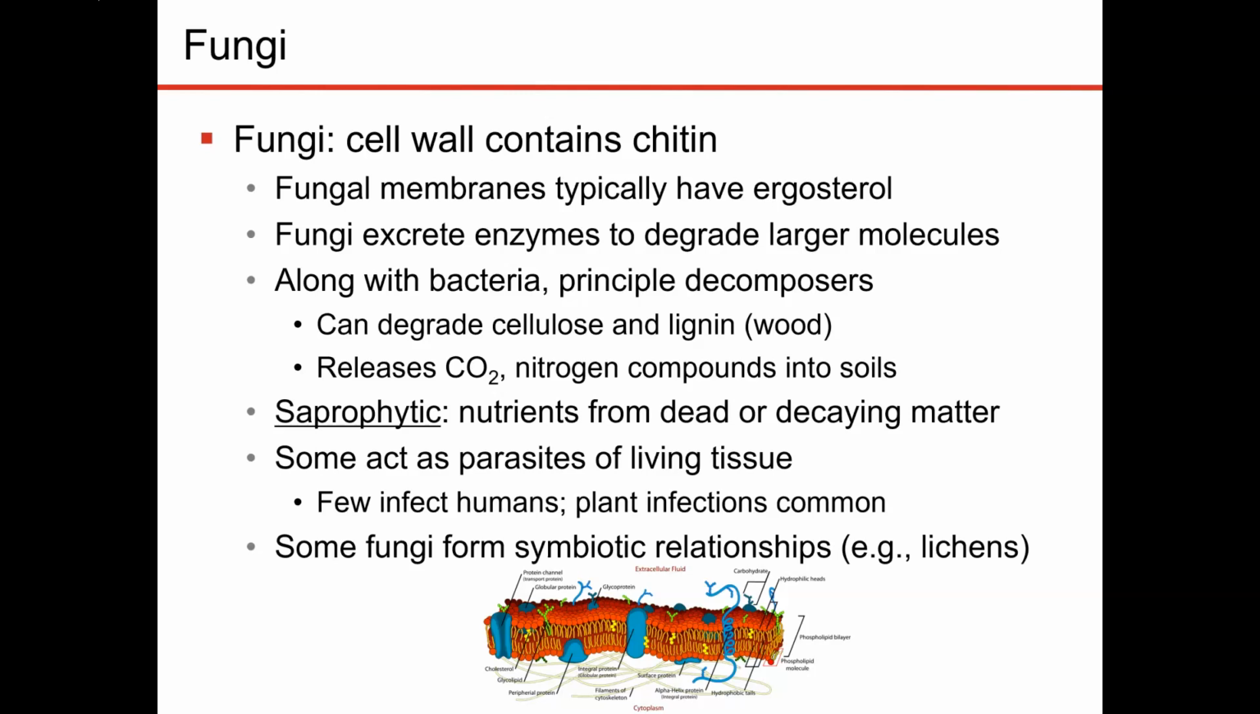Fungi are heterotrophs, just like animals are, but they eat by absorbing nutrients, whereas animals eat by ingesting nutrients. So they excrete enzymes that degrade large molecules that they can then absorb. They are saprophytic, which means they take in nutrients from dead and decaying matter. So they're cleaning up our environment, which makes them very beneficial. They can be parasitic, which we'll talk about, and some types of fungi actually form mutualistic symbioses, which we'll also talk about.